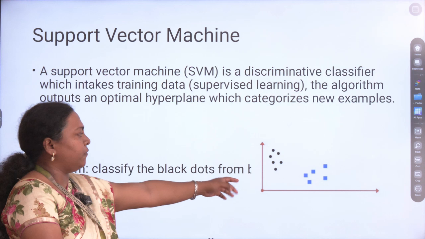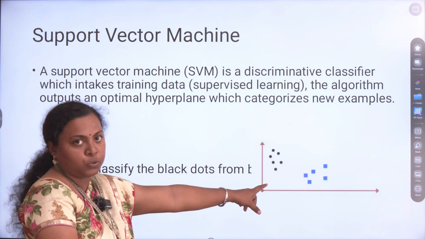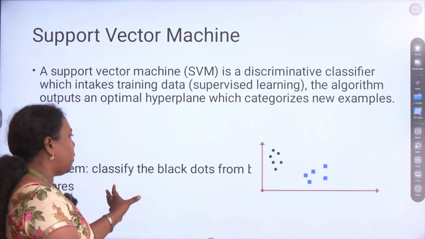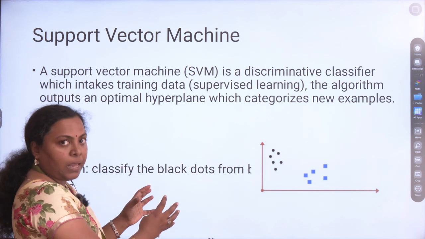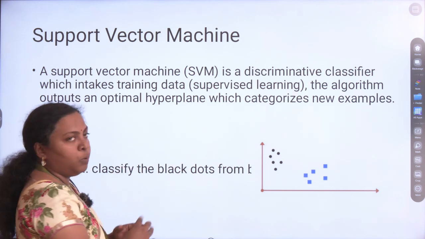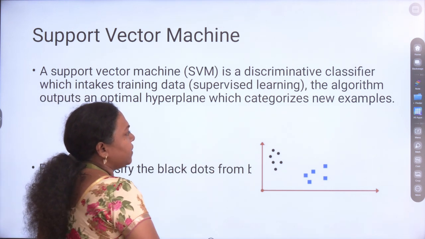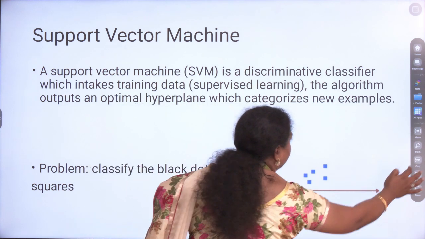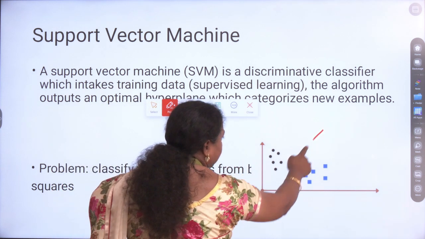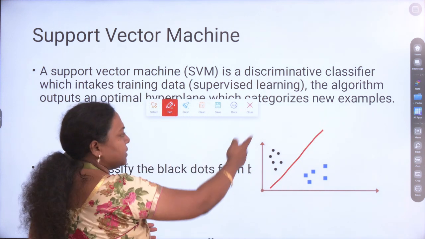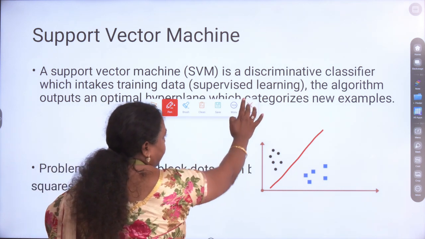The problem here, we can see in a plot. We have some black dots and blue squares, and the problem is to classify where the black dots are and where the blue squares are. How can we classify it? This classification can be done with the help of a plane, or a boundary that can be fixed, like drawing a line between them. A single line clearly distinguishes the type of the data.